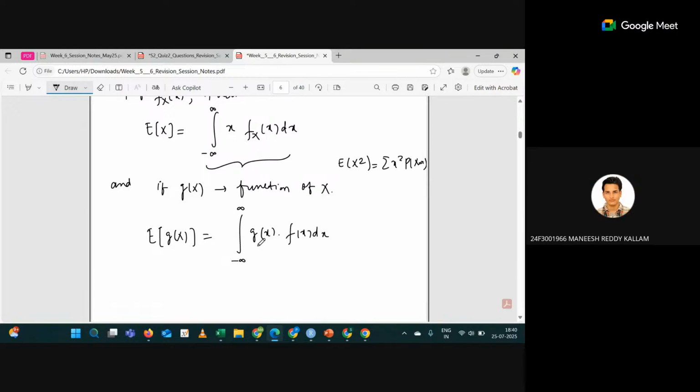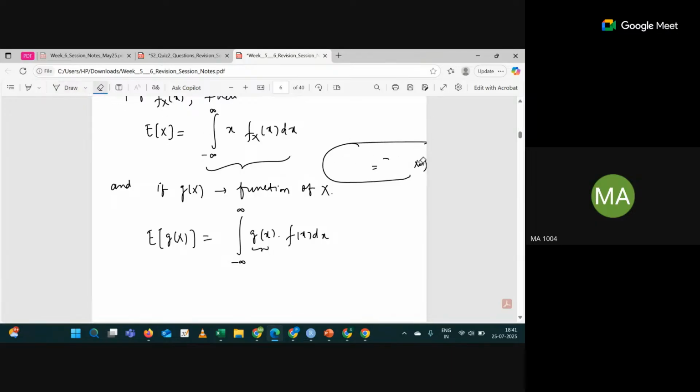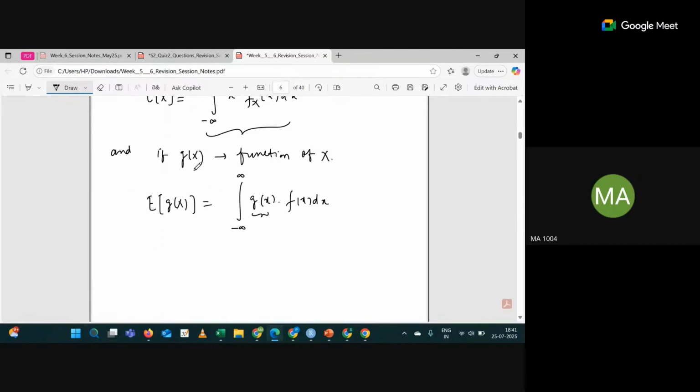Sir, could you repeat this point, the last g of x point? See, g of x is any function of your random variable. So if x is discrete, you are calculating like this, right? You are adding, summation of x. In case of continuous, you can substitute the g(x). What is the expected value of x? Suppose this is just x, so it will be integral of x into f(x) dx, right? If any function g of x is given to you, the expected value of g of x will be integration from minus infinity to infinity of g(x) into f(x) dx.